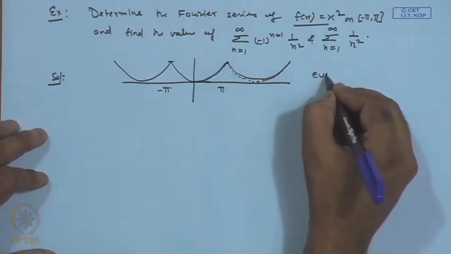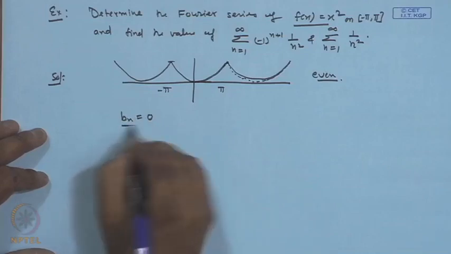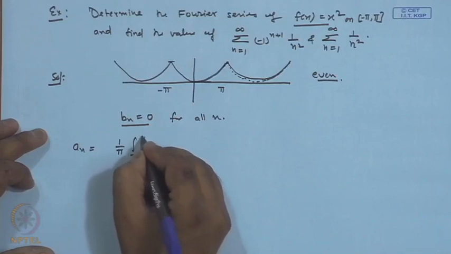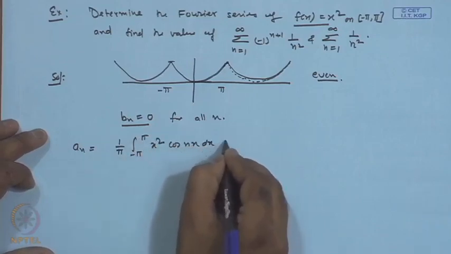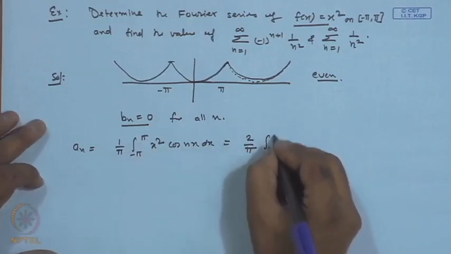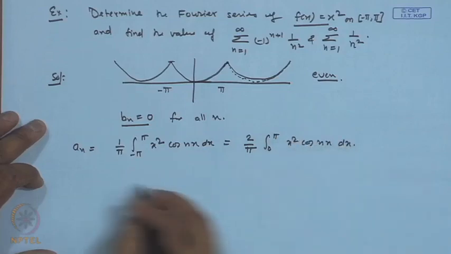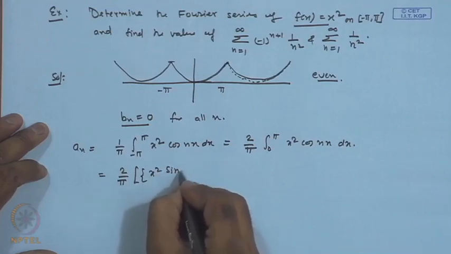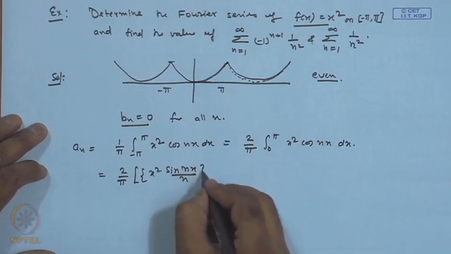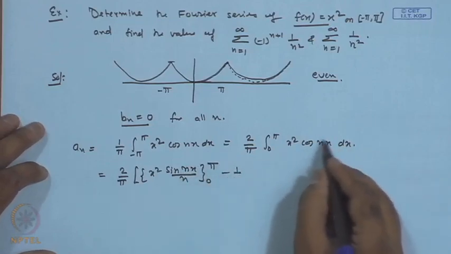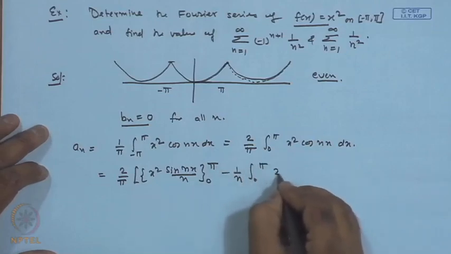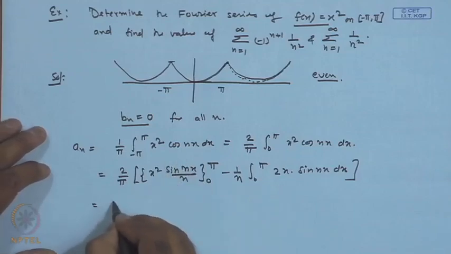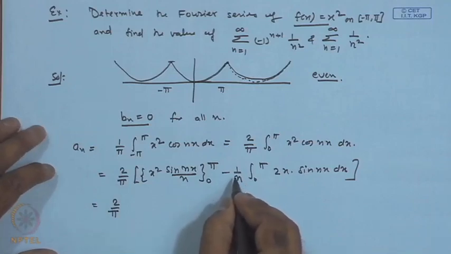So, since the function is an even function again, clearly our b n will be 0 for all n, and now a n we can get. So, 1 over pi, integral minus pi to pi, we have x square and cos n x dx, and that will be again 2 over pi, integral 0 to pi x square cos n x dx. This we can find out. So, 2 over pi, and we have here the x square and sin n x over n, the integral of this, limits minus, again this n will come, and we have 0 to pi, this 2x and sin n x dx. So, if we put pi or 0, this is going to be 0 anyway. So, we have 2 over pi and this minus 1 over n.